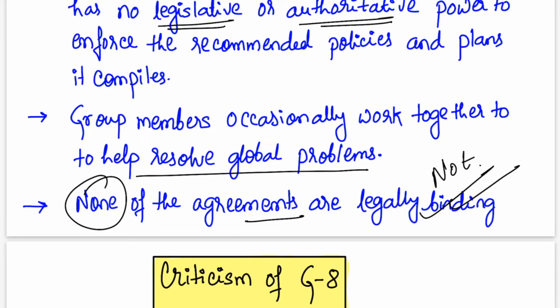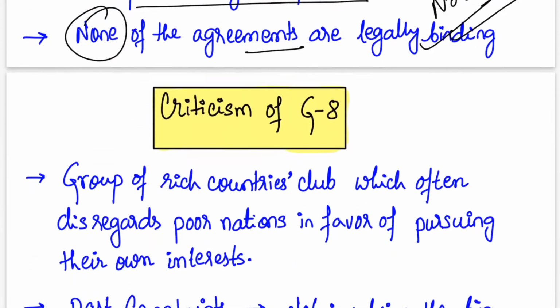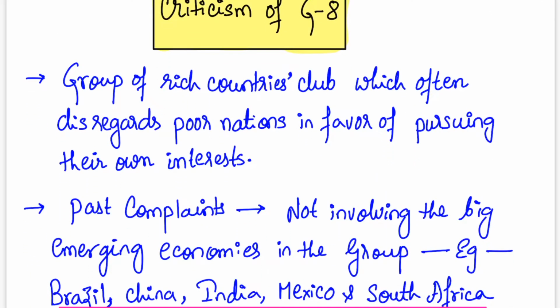Obviously they have come up together as a group, and so they have to work together on some of the global issues. Now, the criticism of the G8 in the international community is that many economists and thinkers recognize the G8 as a group of the West, of the rich, of the privileged, because they actually disregard the poor nations in favor of pursuing their own interest.